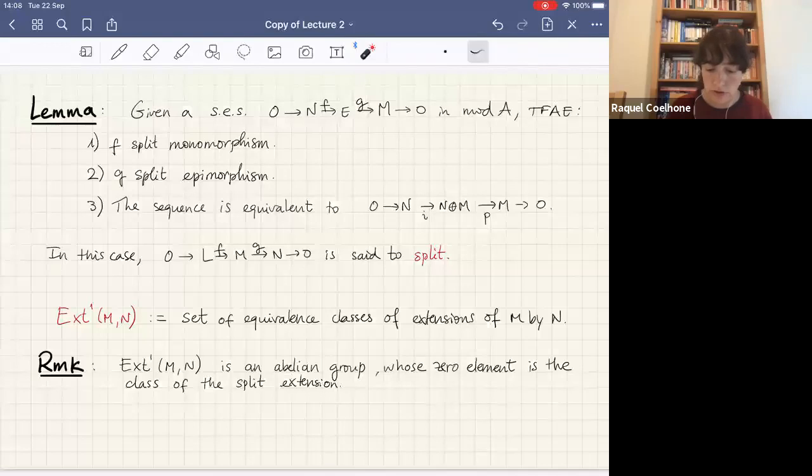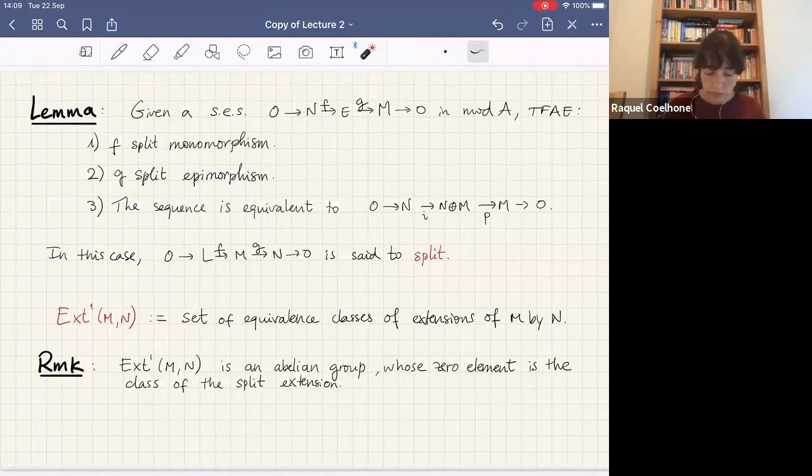So if you have a short exact sequence, then the first map F is a split mono if and only if G is a split epi. And this is the same as saying that this sequence is equivalent to this sequence that I said. It's not very interesting. The middle term is always the direct sum of the outer terms, and the maps are inclusion and projection. So they're equivalent. And in this case, a short exact sequence of this form, we say that it is split. So the middle term is the sum of the outer terms.